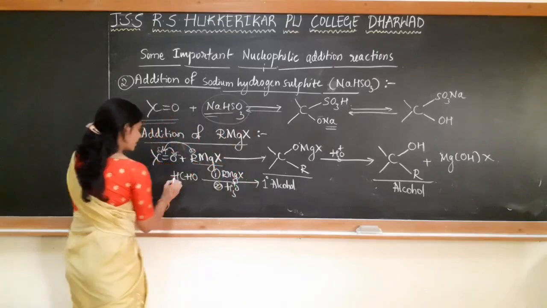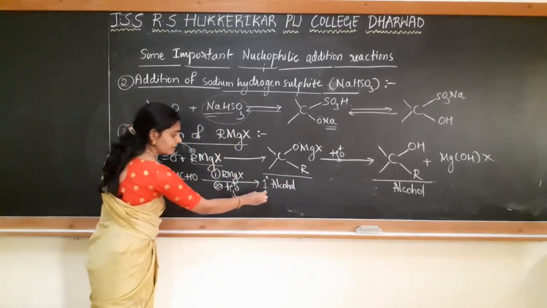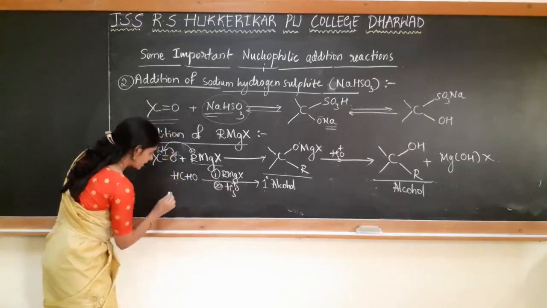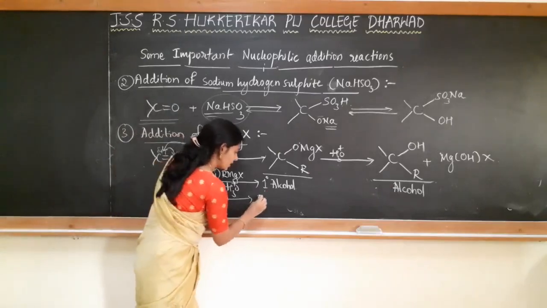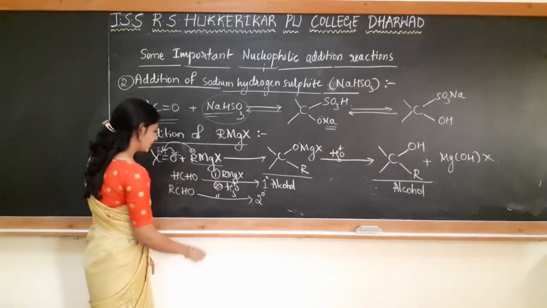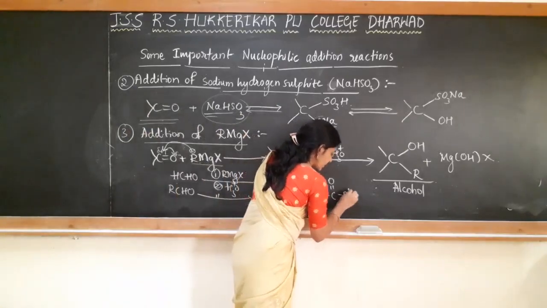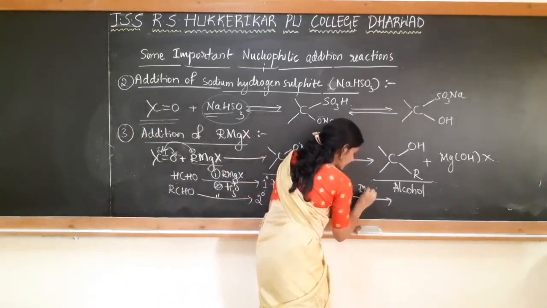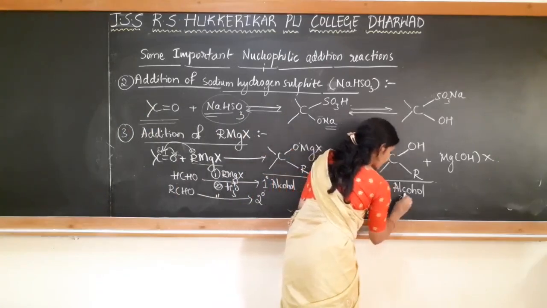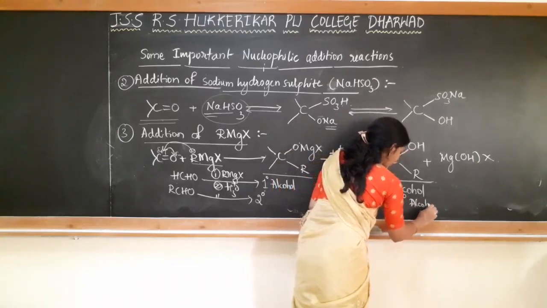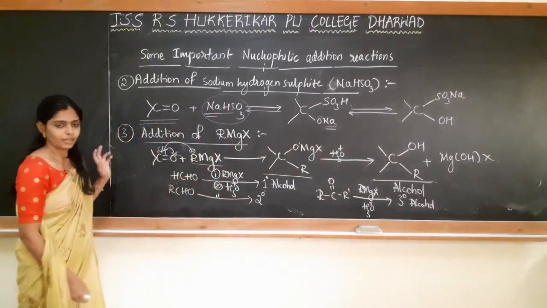If I take any other aldehyde with the same reagent and conditions, I get a secondary alcohol. If a ketone is treated with Grignard reagent followed by acid hydrolysis, it results in the formation of a tertiary alcohol. So this reaction we have discussed already in detail in the alcohols chapter.